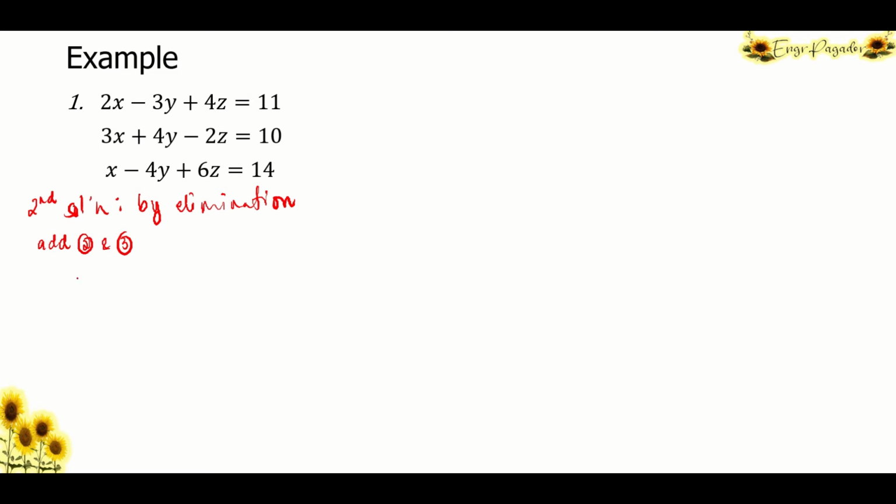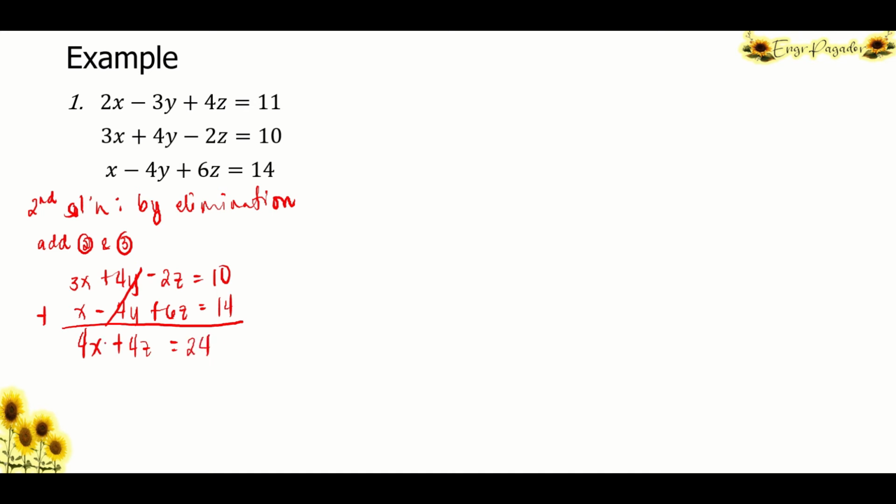So add 2 and 3. So we have 3x plus 4y minus 2z equal to 10. And then x minus 4y plus 6z equal to 14. So ito, we added them kasi meron siyang same term dito and then opposite signs. So that is what we want in using the elimination method of different system of linear equations. So we can cancel this one and we will have a new equation for x plus 4z equal to 24.